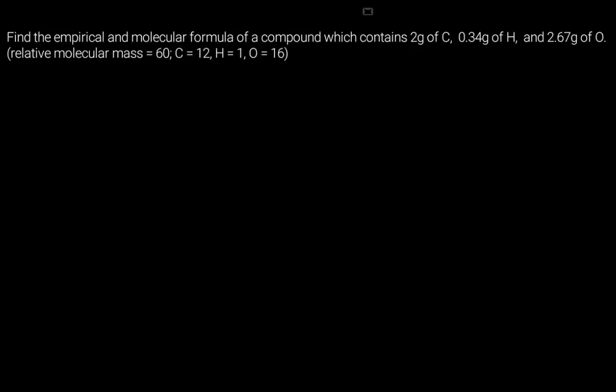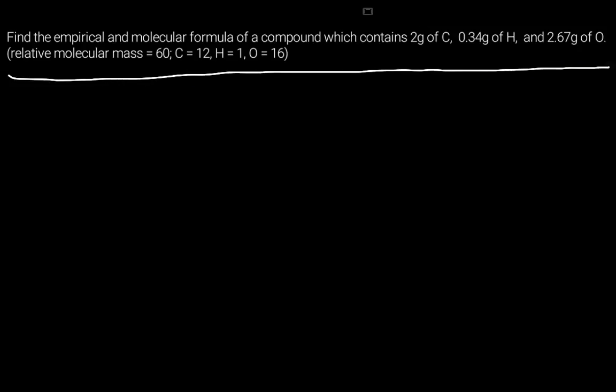The question reads: find the empirical and molecular formula of a compound which contains 2 grams of carbon, 0.34 gram of hydrogen, and 2.67 grams of oxygen. The relative molecular mass of this compound is 60 gram per mole, and the atomic mass of carbon is 12, hydrogen 1, and oxygen 16. So let's solve. The first thing we do is to convert to moles.